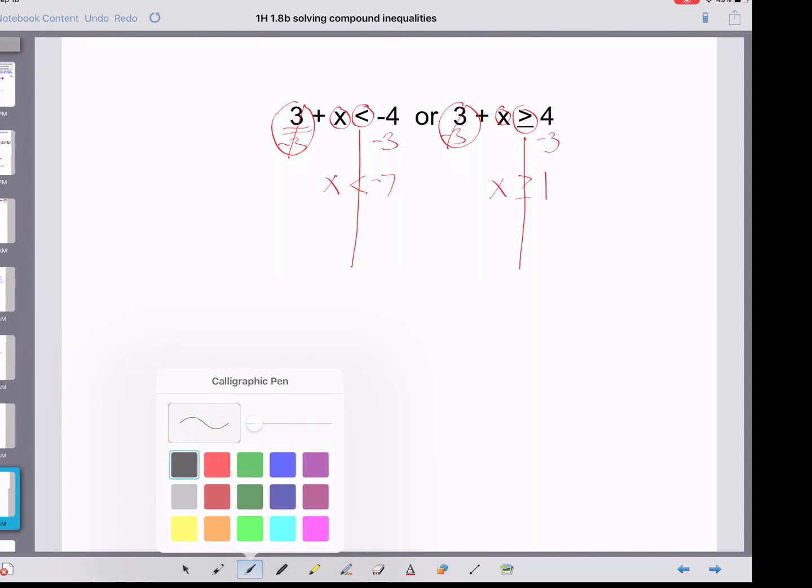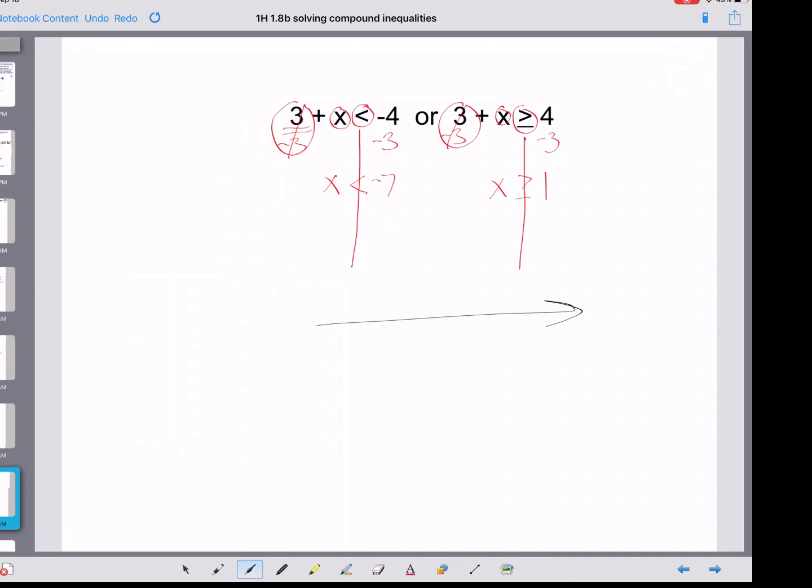Let's get the number line down here for our graph. First number is negative 7. Second number is positive 1. Over here, x is less than negative 7 means an open circle, and to the left, because it's less than. And then over here, x is greater than or equal to 1 means a closed circle this time. And greater than means to go to the right toward positive infinity. Okay, so remember this arrow over here means to go to negative infinity. This arrow over here means to go to positive infinity.